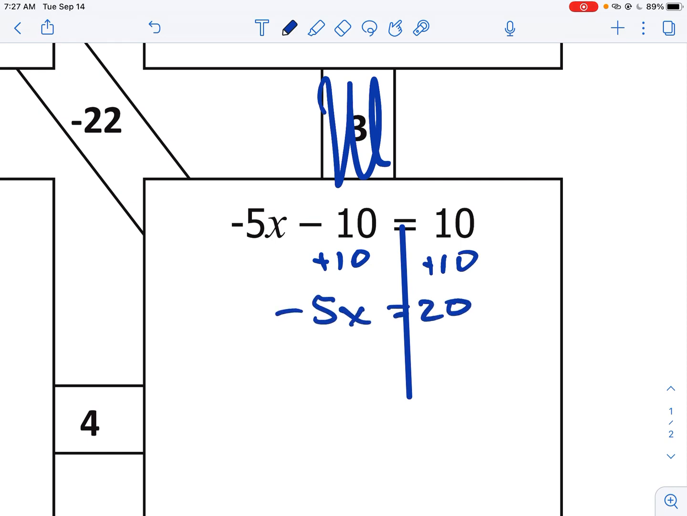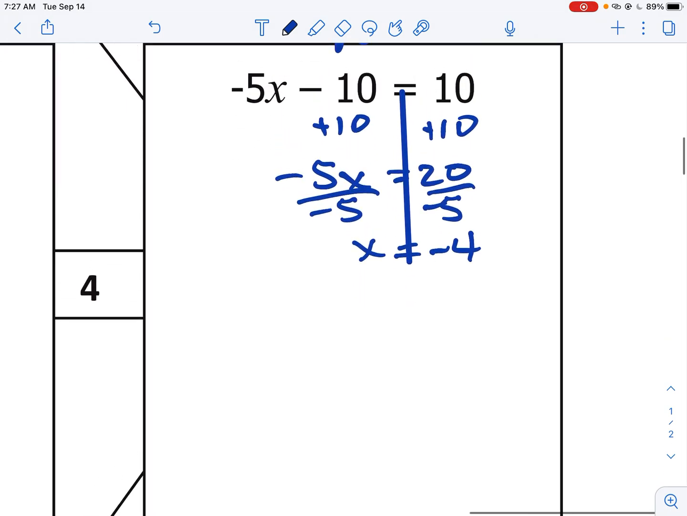I add 10 to both sides of the equal sign. I have negative 5x equals 20. I divide by negative 5 on both sides of the equal sign. I get x equals negative 4, because remember, positive divided by a negative is going to be a negative.